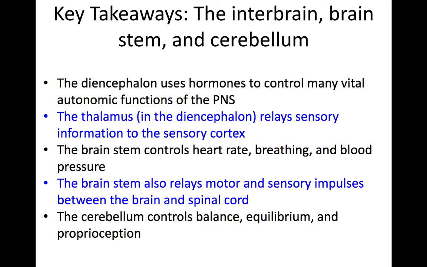And last of all, the cerebellum controls balance, equilibrium, and proprioception. Proprioception meaning your awareness of where the parts of your body are in three-dimensional space.